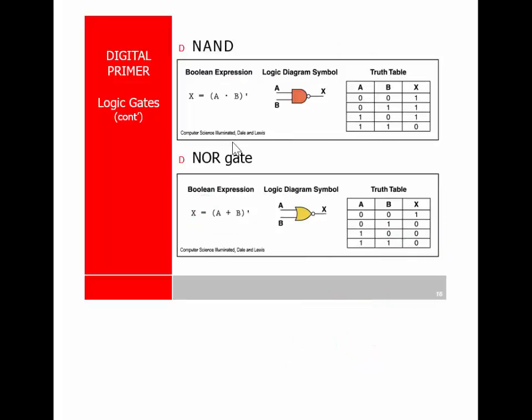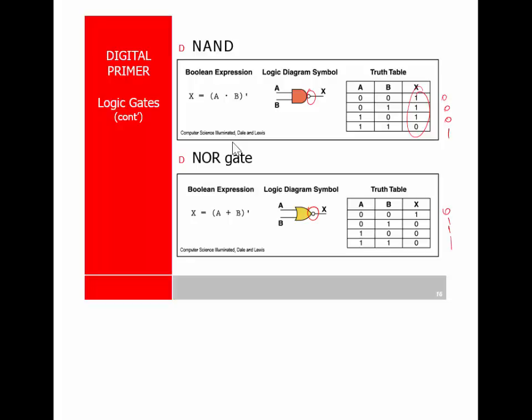So we have something called the NAND gate and the NOR gate. And all it is is an AND gate with a bubble at the end. So that simply means that this column is the reverse of the AND gate. Same thing here. It's got the little bubble right there. It's just simply the reverse of the OR gate.